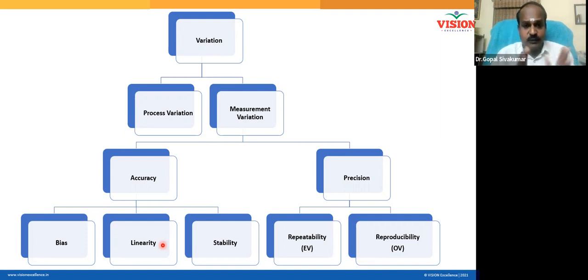Now you have got 5 different ranges of readings, and now I am going to use a measurement system. Now, if your measurement system's bias is constant across the entire range of readings, then your readings are considered to be linear.